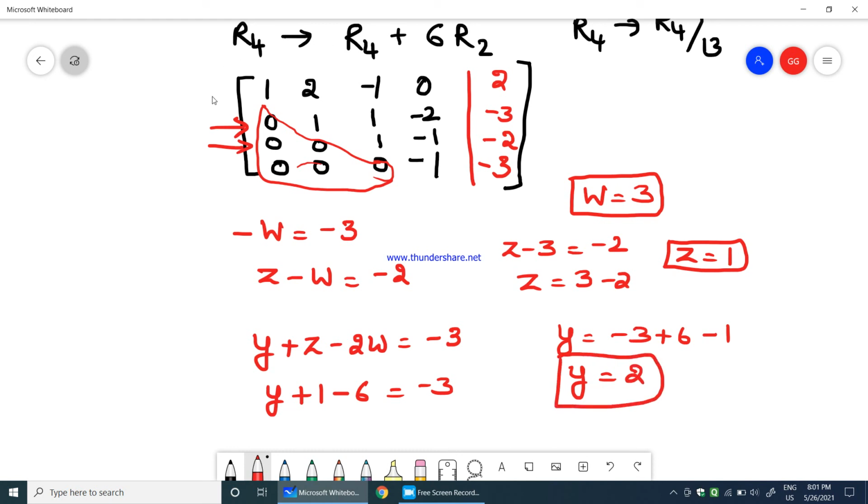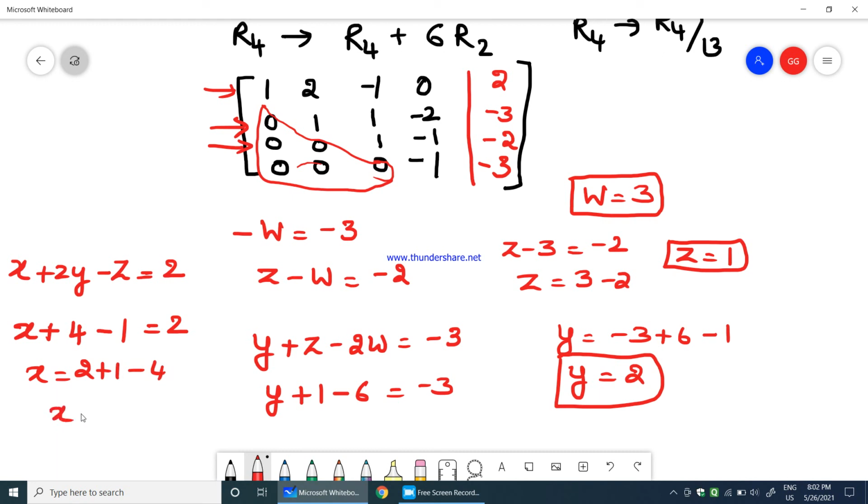Finally in the first row, if I write the equation, I will say it is 1 into x is x plus 2y minus 1 into z is z. So w is 0 there, so it is equal to 2. So x plus 2 into 2 is 4, because y is 2, minus z is 1, so 1, which is equal to 2. Therefore x is equal to 2 plus 1 minus 4, 3 minus 4 is minus 1. So these are the 4 solutions for these 4 equations which we have got by using the Gaussian elimination method.